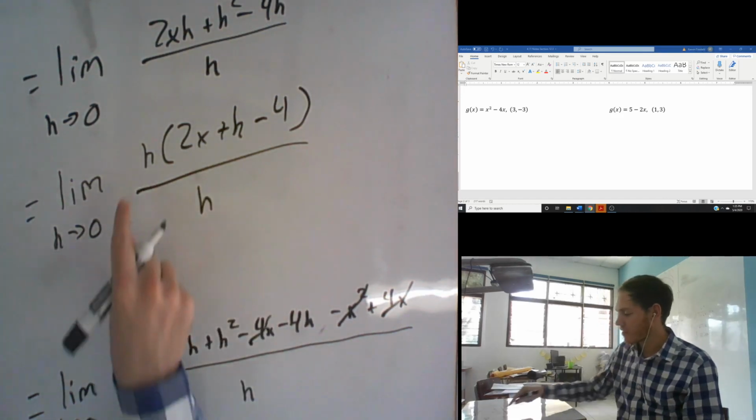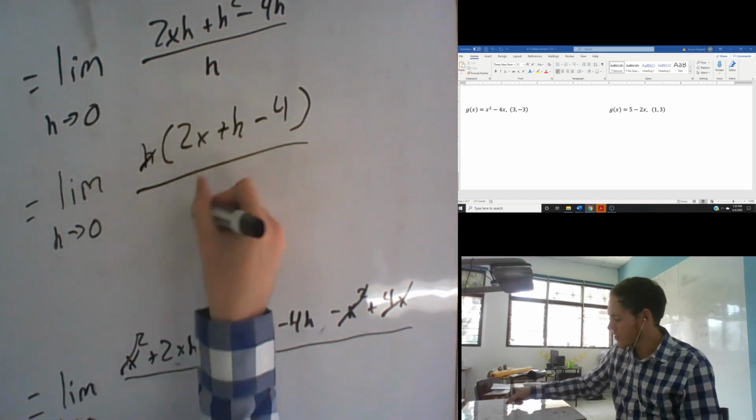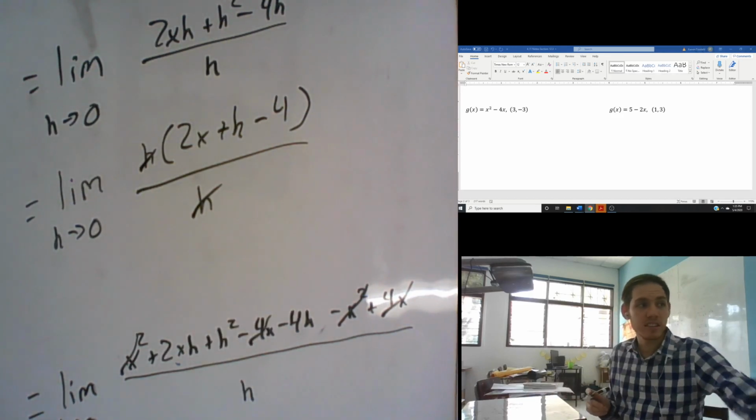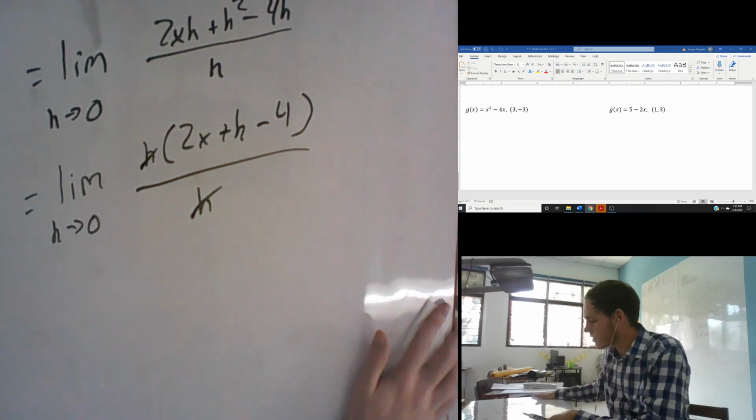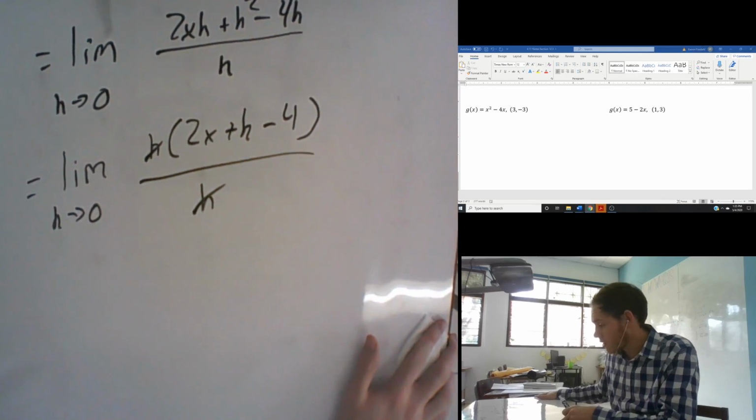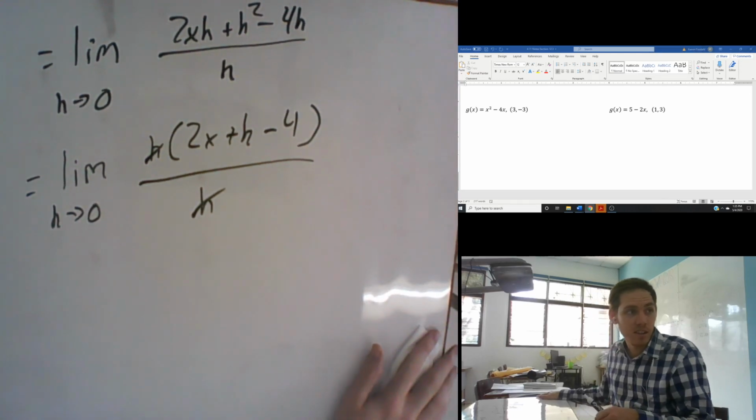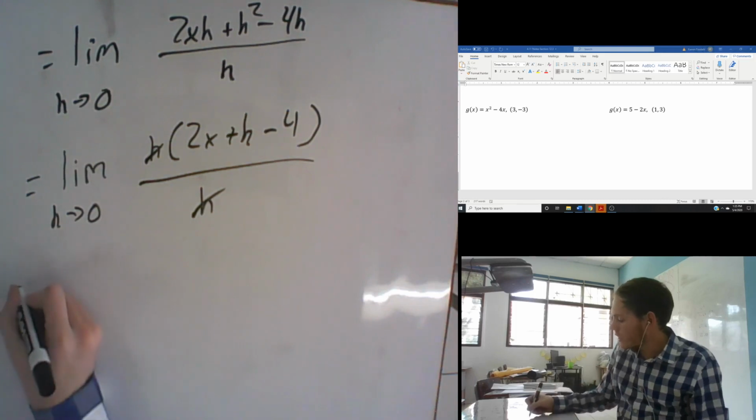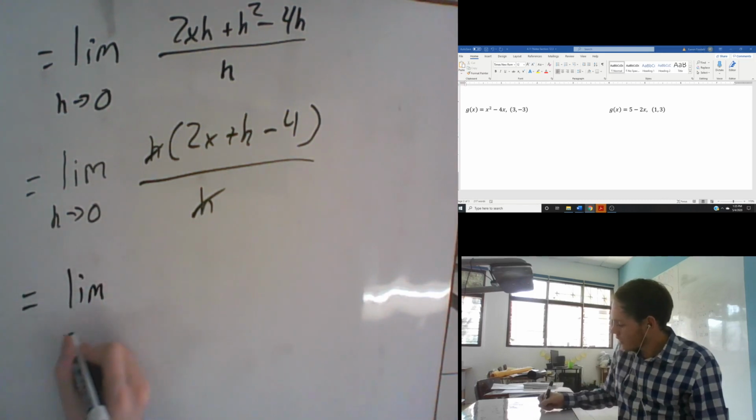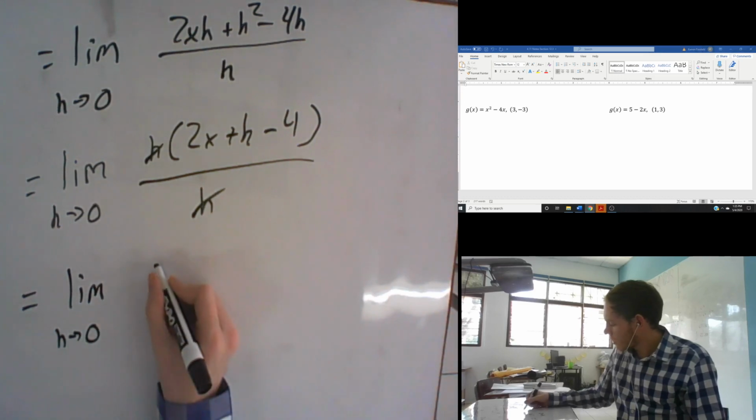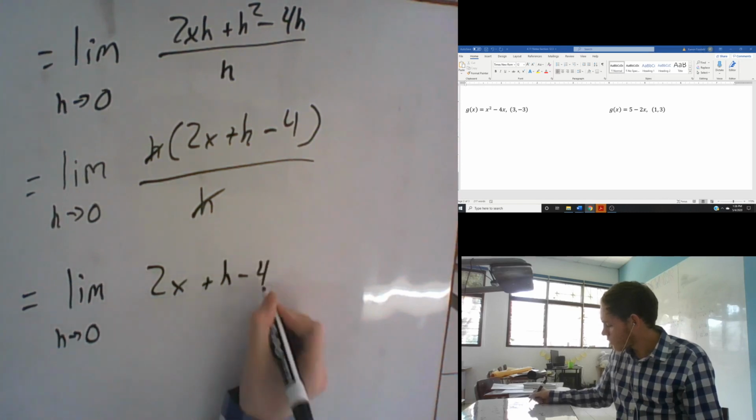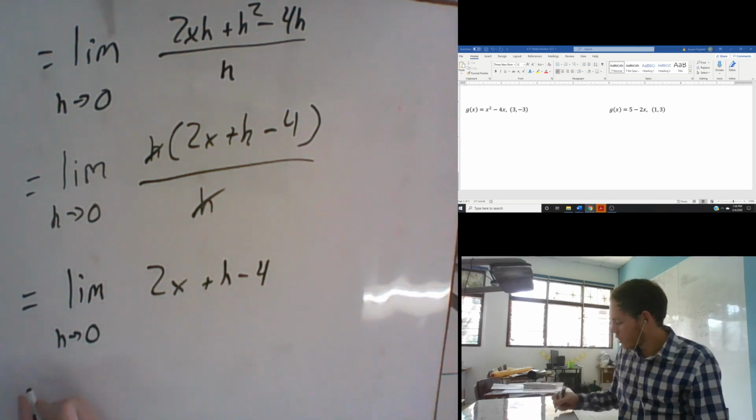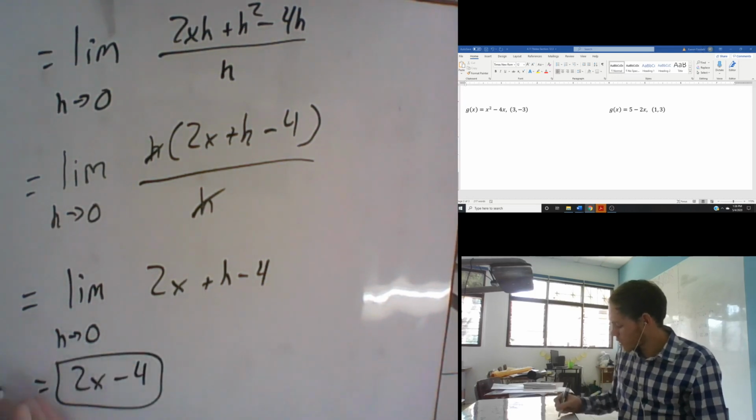Okay, and what do we have? We have an h and an h, which can cancel. Once we cancel it, then we get the limit as h approaches 0 of 2x plus h minus 4. Well, plug in h equals 0, so our solution is 2x minus 4. That's our answer. That's what m equals.